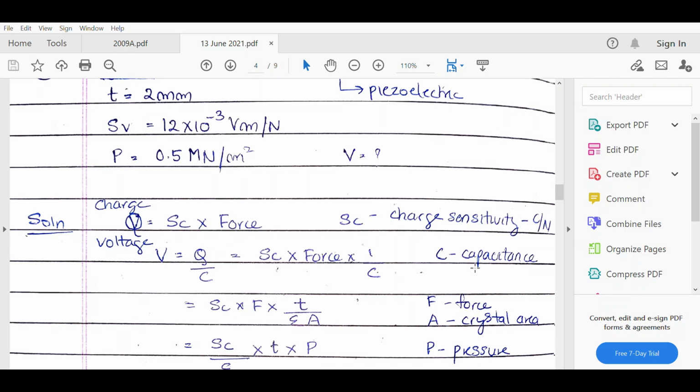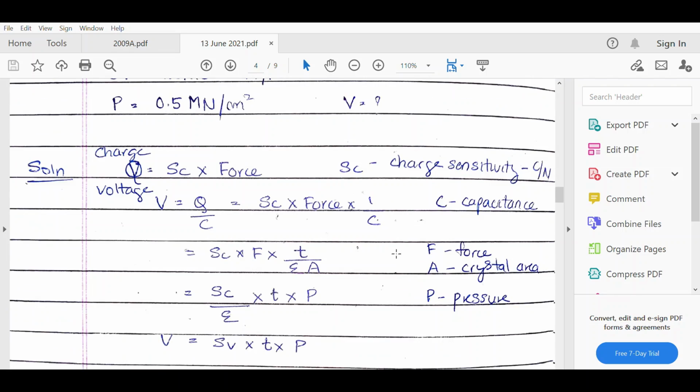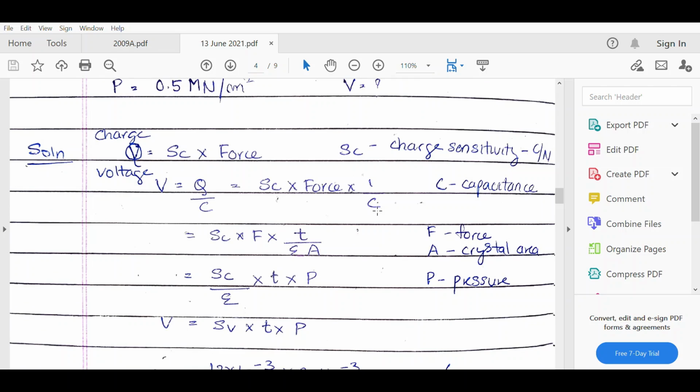the crystal. Now the capacitance of the crystal can be expressed as epsilon A by T, with T in the denominator. Now the area A is nothing but the area of the crystal sides, and T is the thickness.